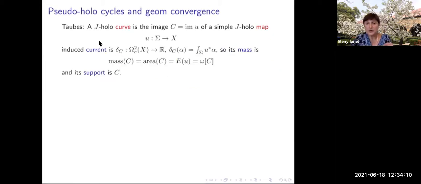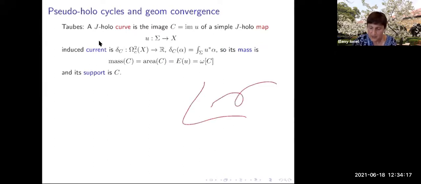But I want to think of it as a current. Oh, and my picture disappeared. I should have drawn the picture later. But here is its image. So this is X, and here is the image. I really want to think of it as a subset of X, if you want, or the image of a J-holomorphic map. So I can consider the current.